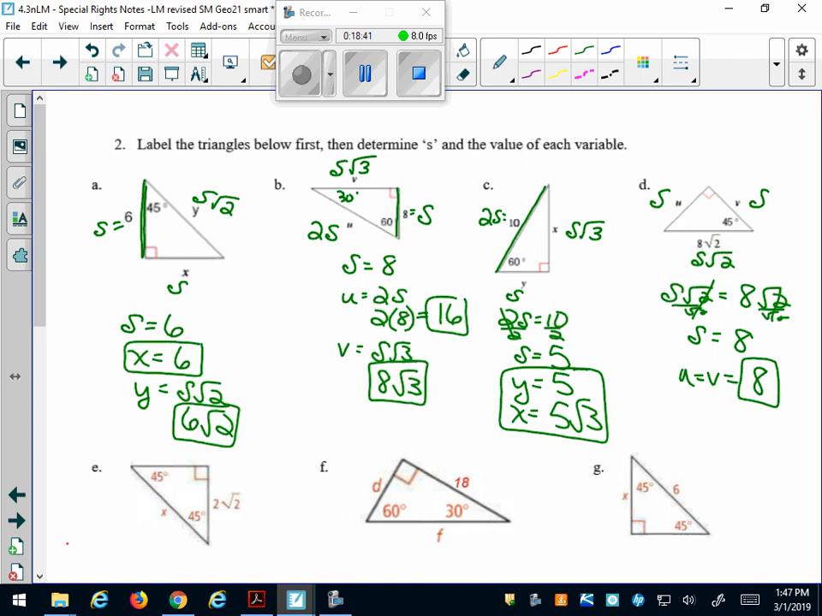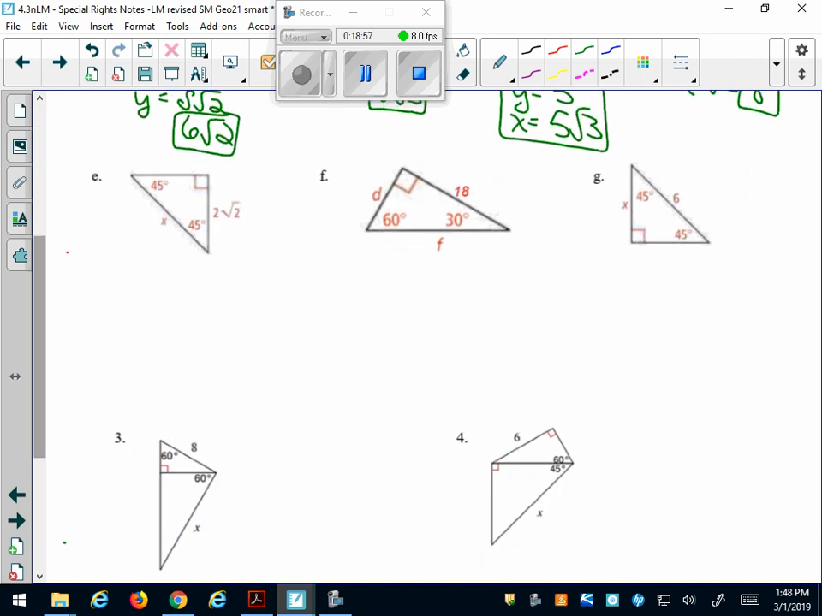Now, like I said, all of those you probably could have sort of done it in your head, right? Even part C. If you know the hypotenuse is 10, half of it is the other side is 5. And that's 5 root 3. You probably could do it in your head. Sometimes they come out a little bit more complicated. So let's look at E.